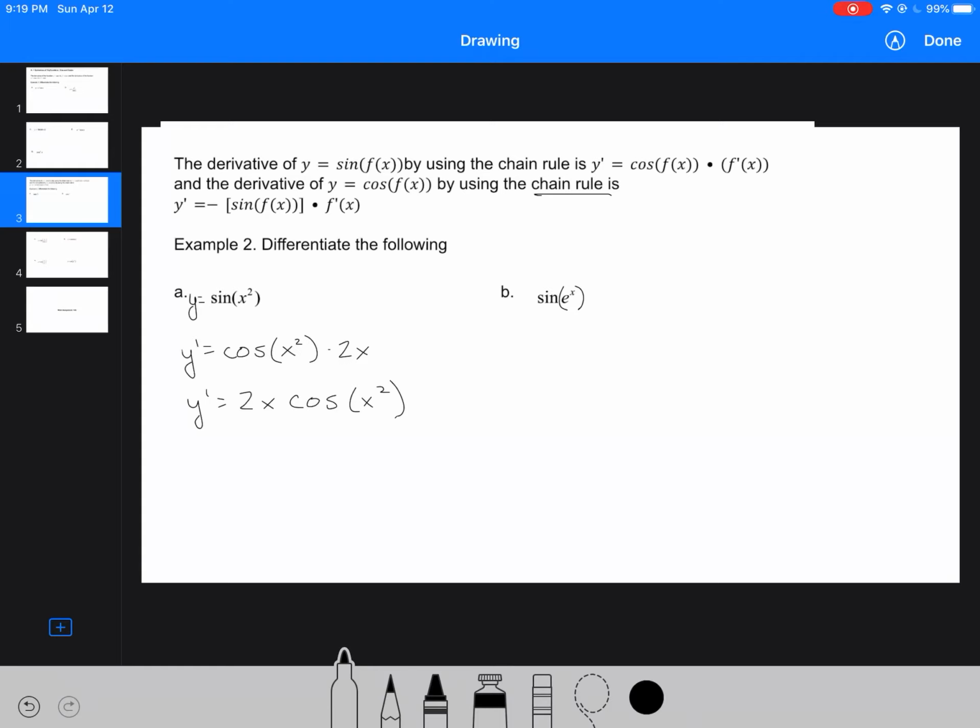Let's try another one. Here we've got sine e to the x, so our outside function is the sine, our inside function is the e to the x. In order to take our derivative, the first thing we're going to do is take the derivative of our outside function, leave the inside function the same, and then we're going to multiply by the derivative of the inside function, because that's what you have to do according to the chain rule. We can simplify it a little bit further to get our final answer.